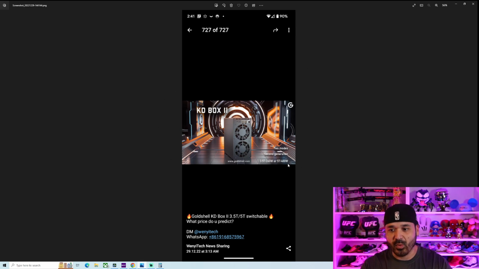5 terahash, 400 watts. This one also lists the secondary power mode, which the Nervos Network one also had. This one's coming in at 3.5 terahash at 260 watts. So comparing it to the other one, it is an upgrade. Again, this is a rendering. I don't know if this is official from Goldshell or where they got it from, but it looks similar. I'm assuming it's going to be the same thing as the CK Box 2. Again, we noticed those two 6-pins, which coincides with that 400 watt level.